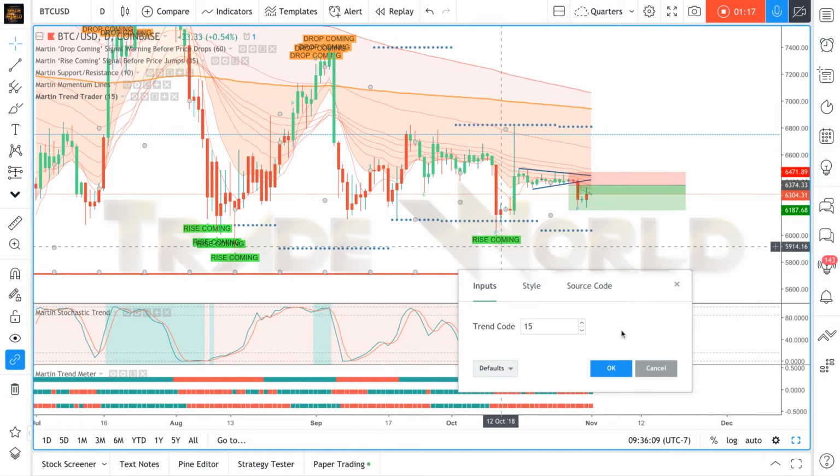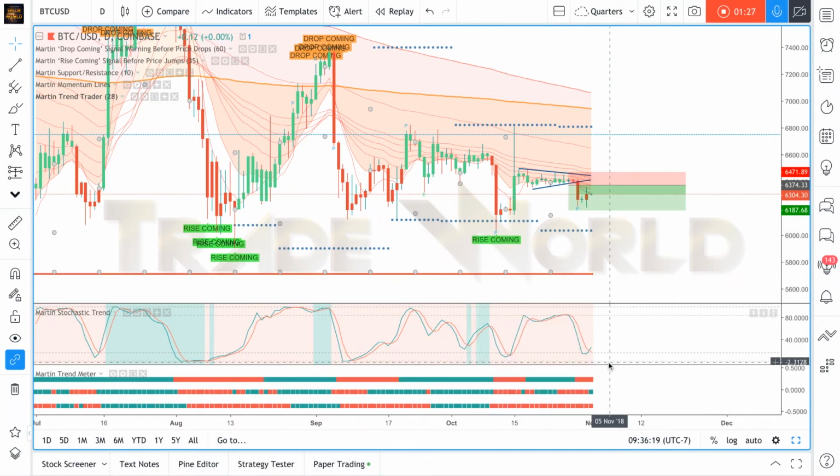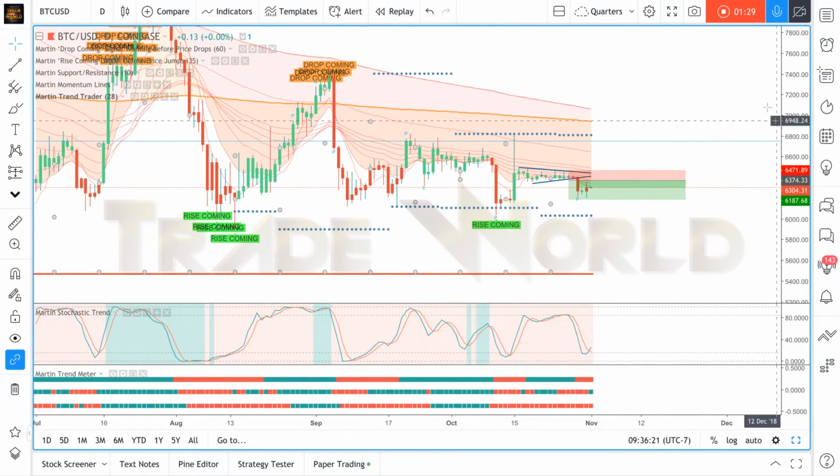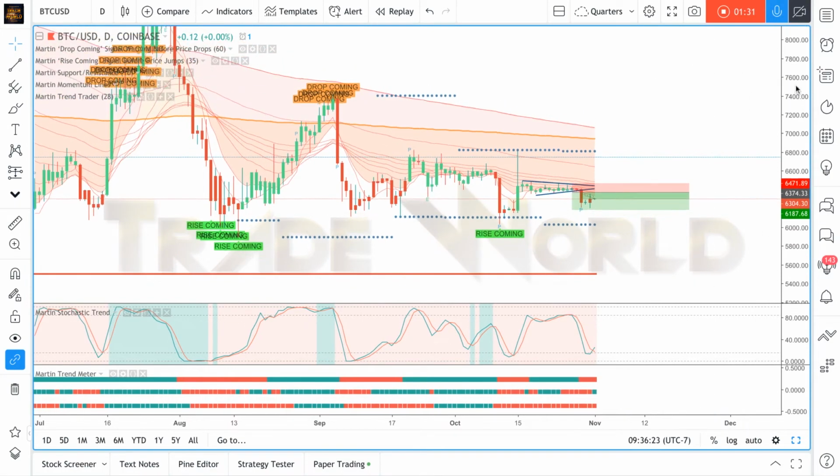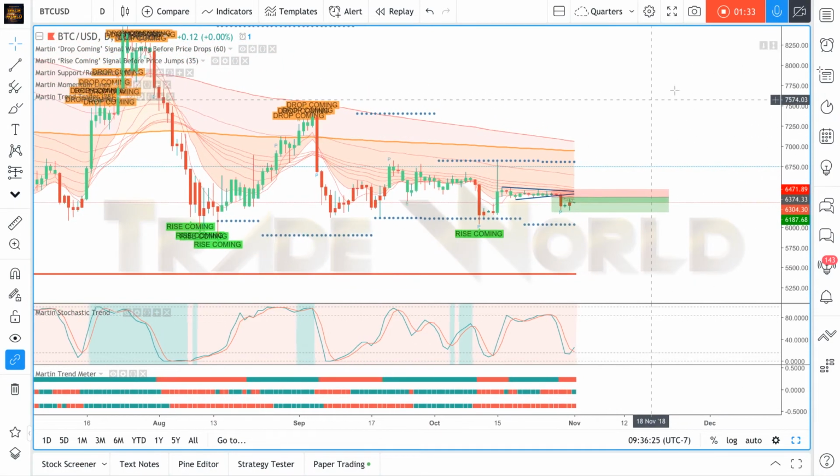So what if we go to 15? Okay, that looks a little bit better, that looks nice. So what if we go even higher, let's say a 30? Okay, 30 is pretty high, and I eventually landed on 28. I just like 28. So this is what I did, guys, and this is what people are doing all over for cryptocurrency and Forex, and they're making a lot of profit.